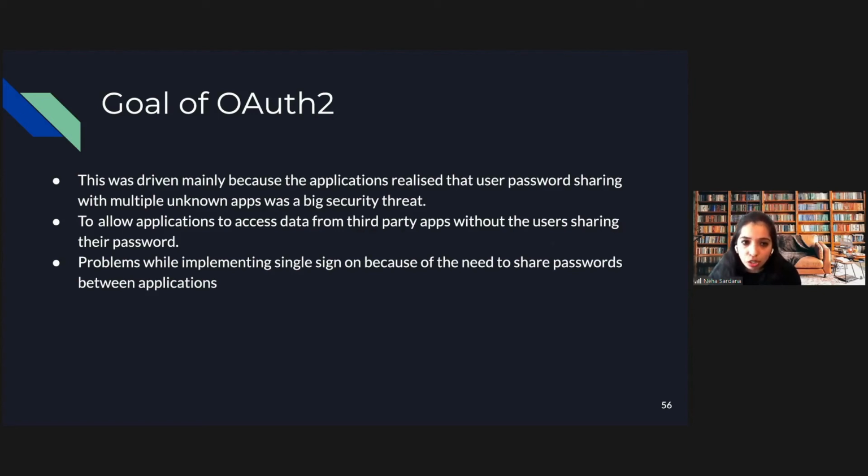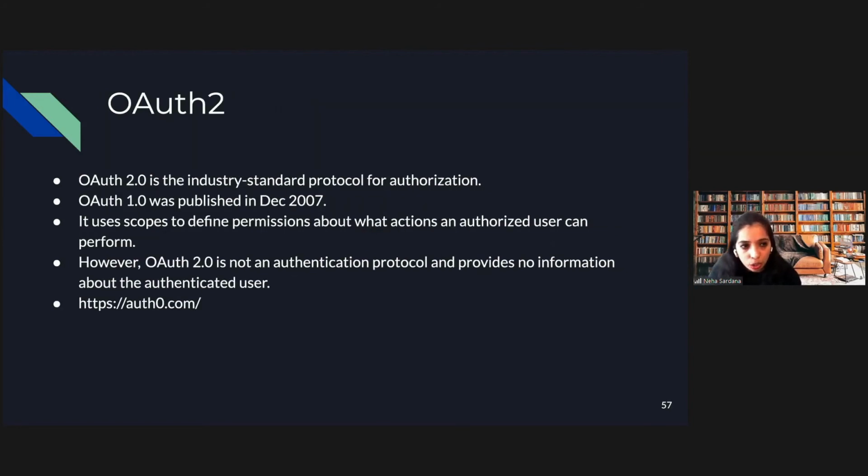So OAuth 2 came in to allow applications to access data from third-party apps without users having to share their password. There were also problems implementing single sign-on, because they needed to share the password between the applications. So you can't really implement single sign-on. Single sign-on also protects you from entering your passwords all the time. So that's why OAuth 2 came into the picture.